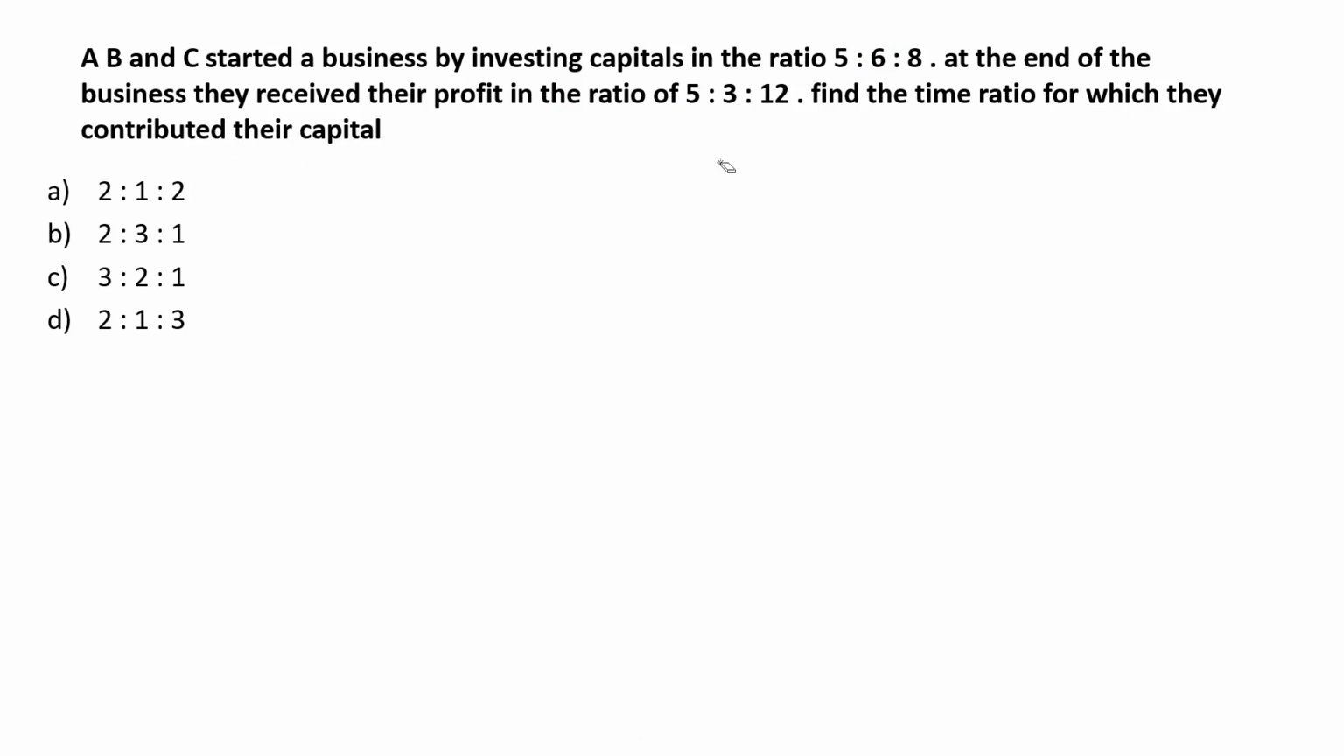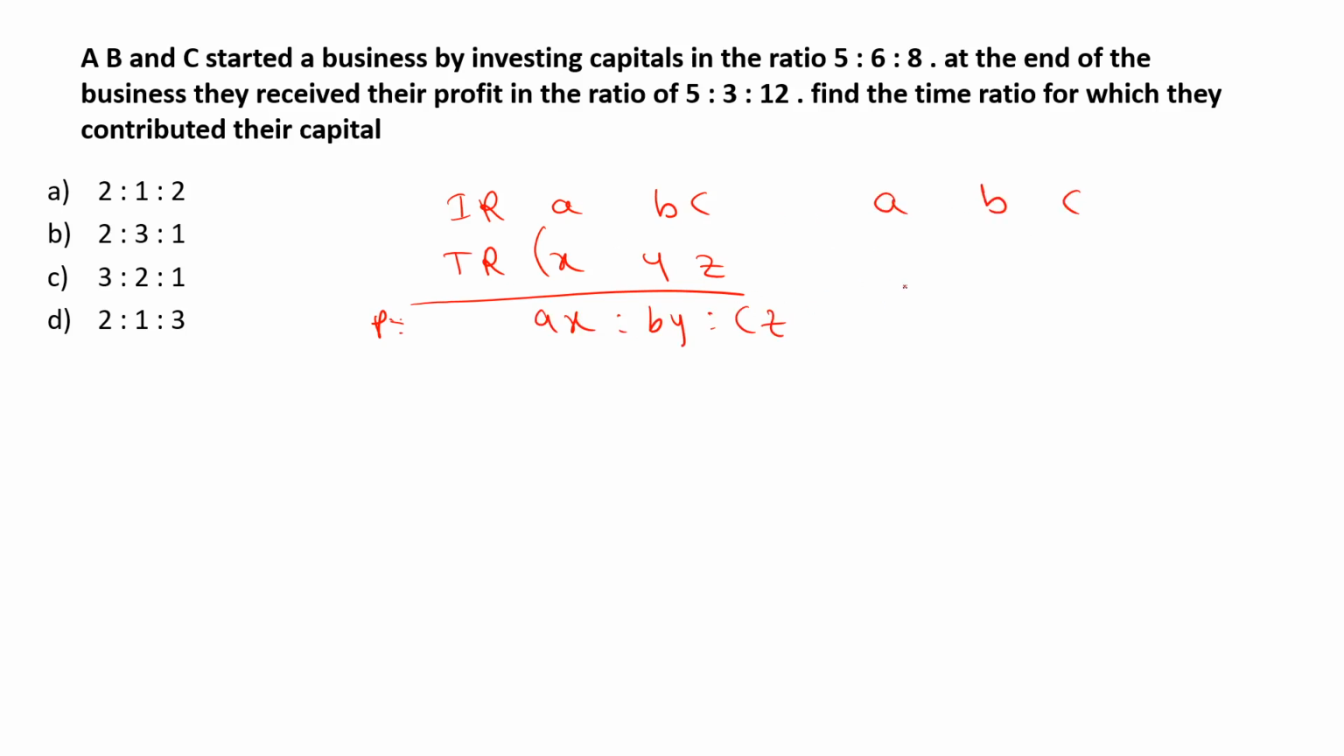So far we have learnt that the profit ratio is nothing but the product of investment and time. If we take the investment ratio as A, B, C, and the time ratio as X, Y, Z, then the resultant profit ratio would be AX is to BY is to CZ. But here, we have the investment ratio A, B, C and the profit ratio AX, BY and CZ, and we need to find the time ratio.